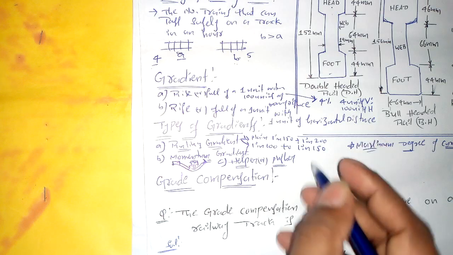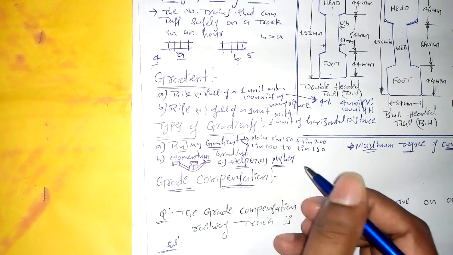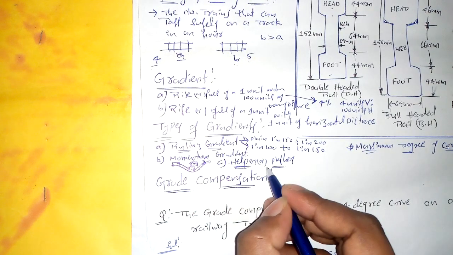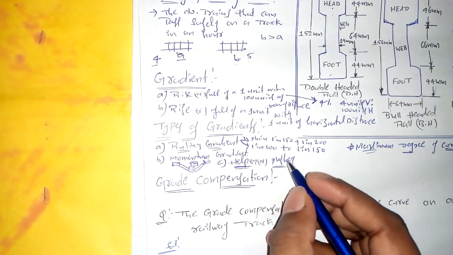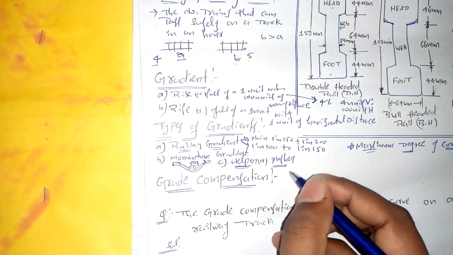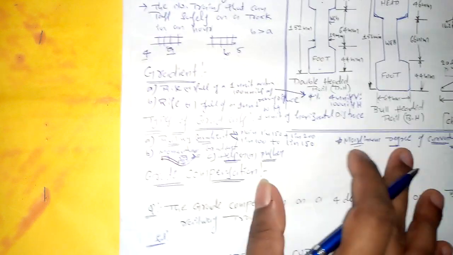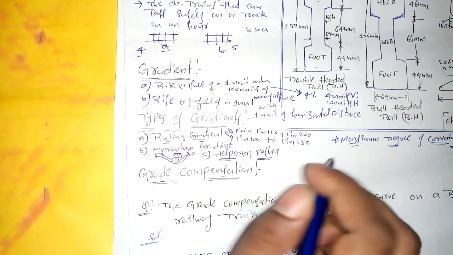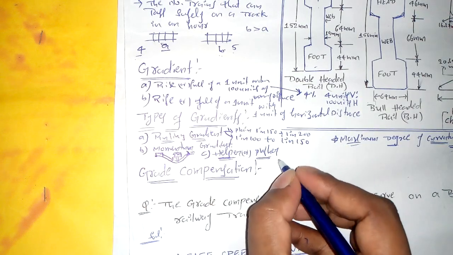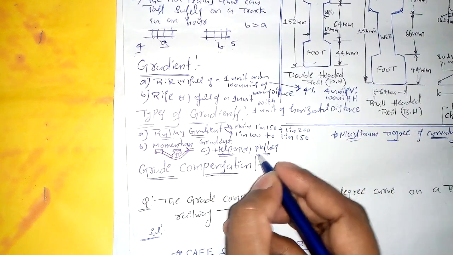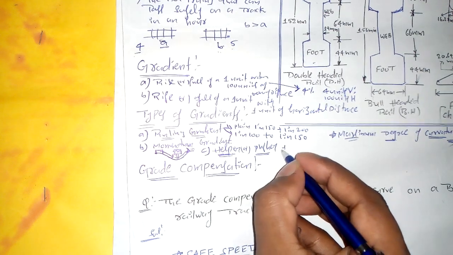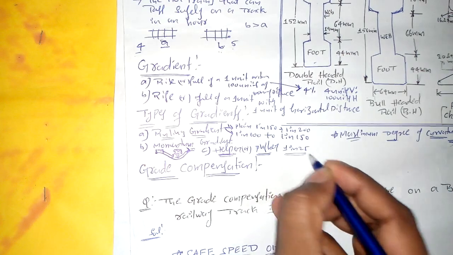And another gradient is helper or pusher gradient. If the area is very steep and there are too many mountains, then the helper or pusher gradient is provided, which means there is another engine at the end of the train which pushes the train in the direction of motion. The helper or pusher gradient we can mostly see in Darjeeling, where the gradient could be 1 in 25.